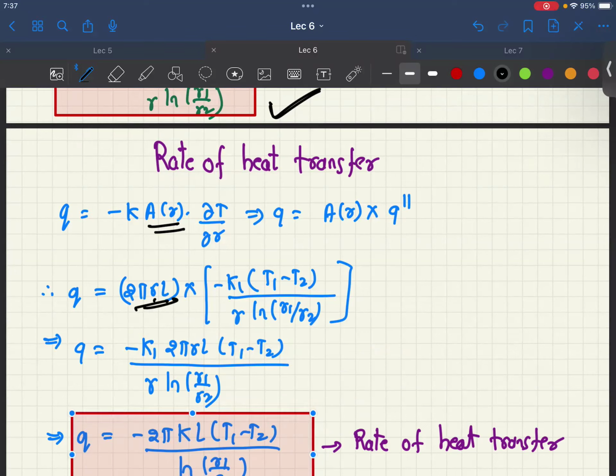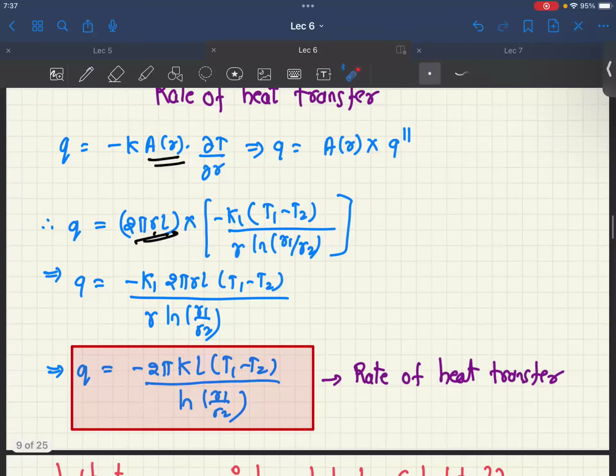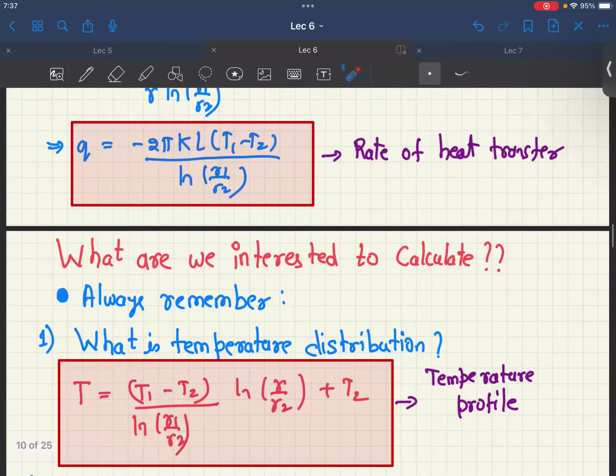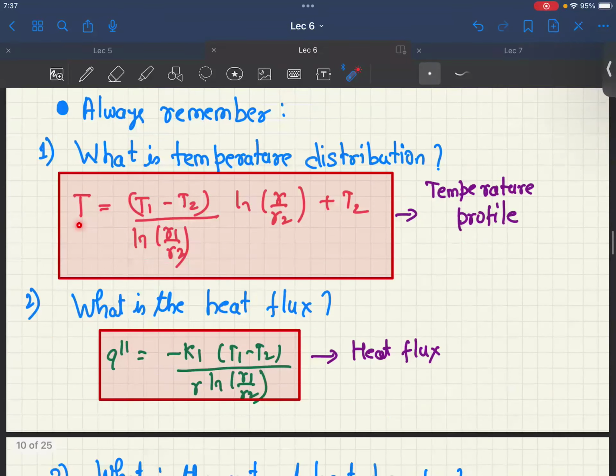Okay, so you just multiply by area, and you end up with this expression for heat transfer rate. Okay, q is equal to this. I hope there are no questions. Okay, now what are we interested to calculate? We are always interested to calculate first temperature distribution, second heat transfer rate, heat transfer flux, and third heat transfer area. So we found flux also, we found rate of heat transfer also.